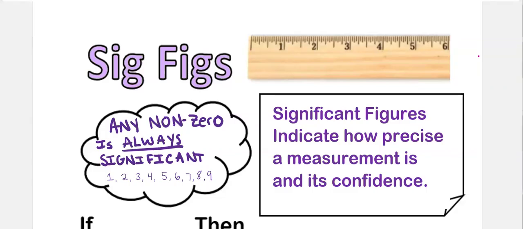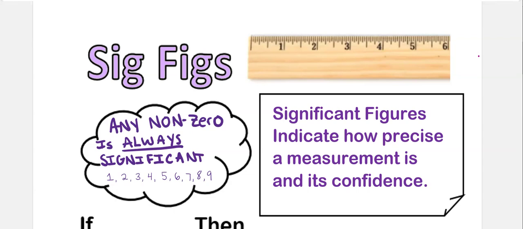This video is going to go over significant figures, also known as Sig Figs. Sig Figs indicate how precise a measurement is and its confidence. Essentially, that means when you look at a measurement that's been recorded, you can tell how much it's estimated and how much confidence you can have that the value represented is close to what you should be expecting, or if it is more of an estimate.